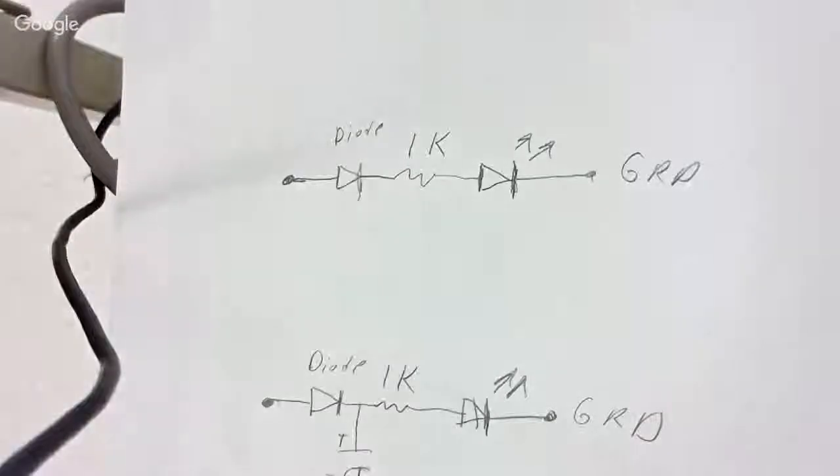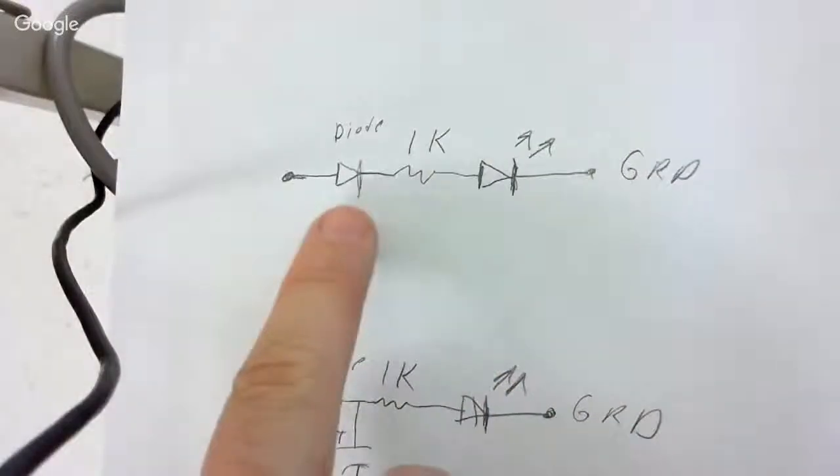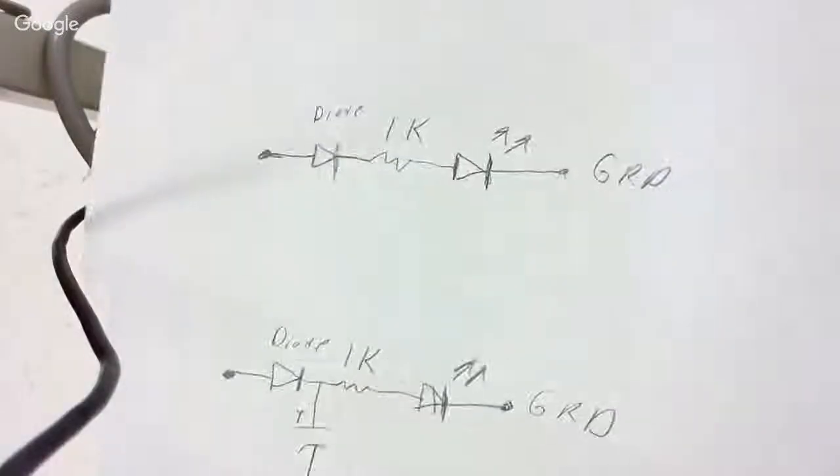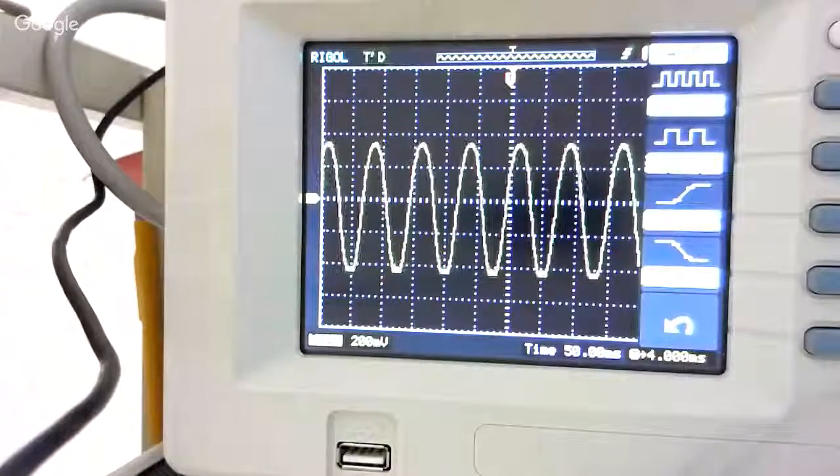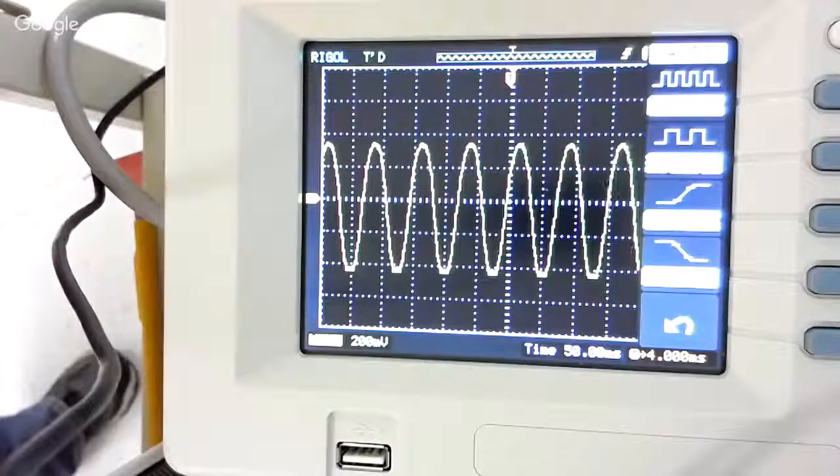So what we're going to do now is add the second part. We're going to insert the diode into our circuit and cut off this sine wave. So we only want half of the sine wave. Everybody with me so far? Yes, sir. All right.